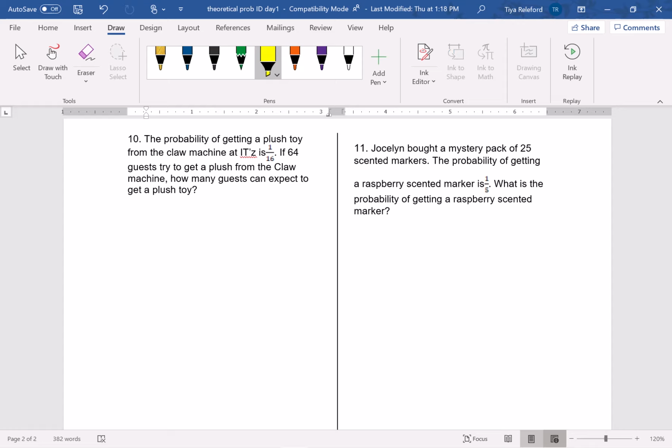Number 10, if you have it, says the probability of getting a plush toy from the claw machine at its is 1/16. If 64 guests try to get a plush from the claw machine, how many guests can expect to get a plush toy? Probability of a plush toy is 1/16. That is one side of your proportion. The other side is the 64 guests.